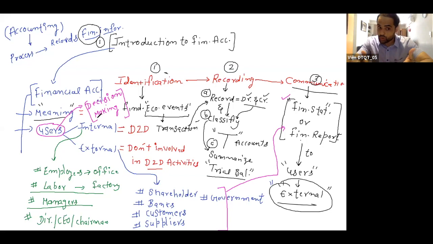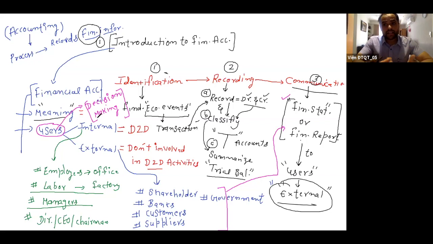And of course, the decision making for internal users is definitely different from the decision making of external users. Even among external users, they are going to make different kinds of decisions. Everybody is not going to make the same decisions. It depends on the nature of the users, right? But the basic idea is users need financial information for making decisions.